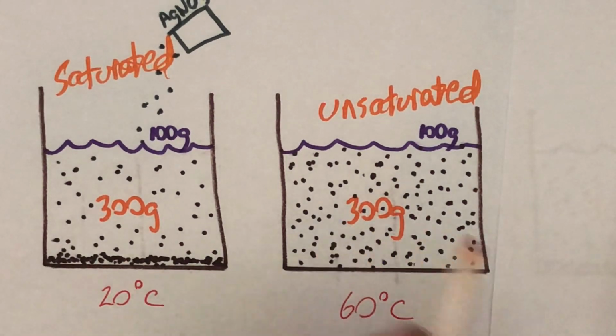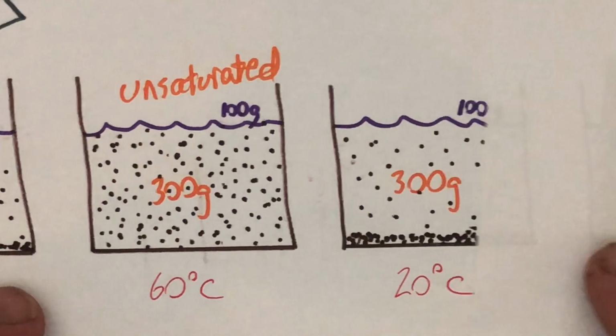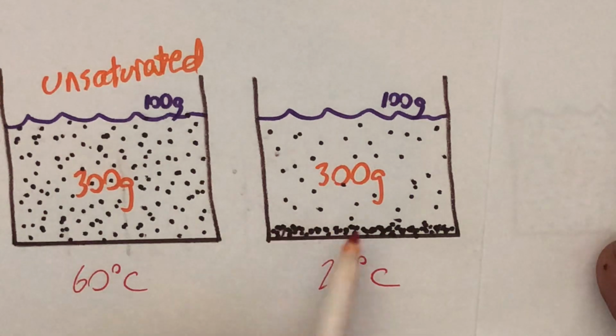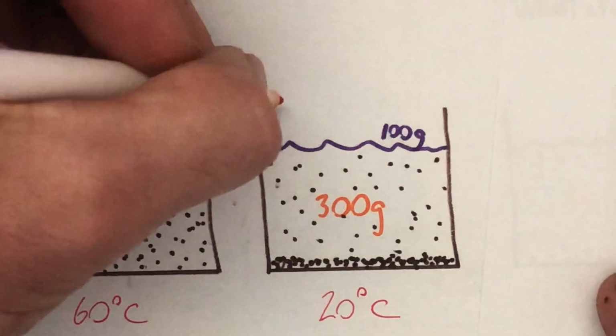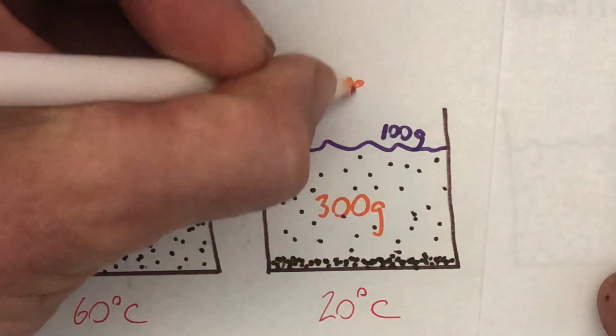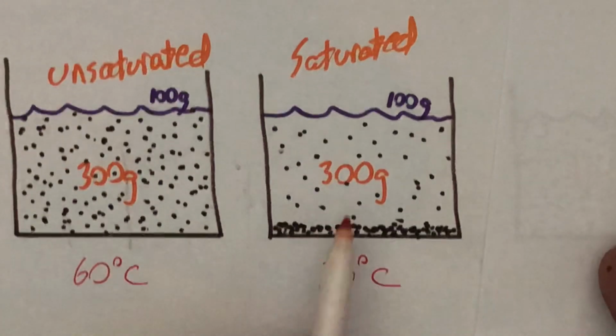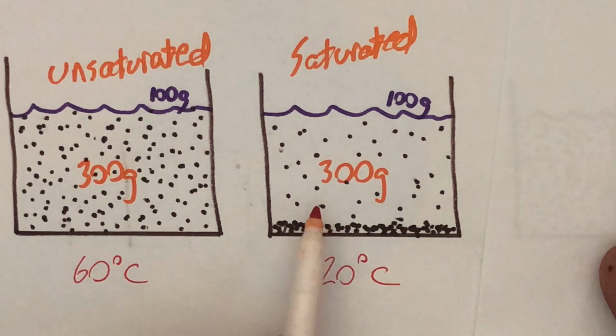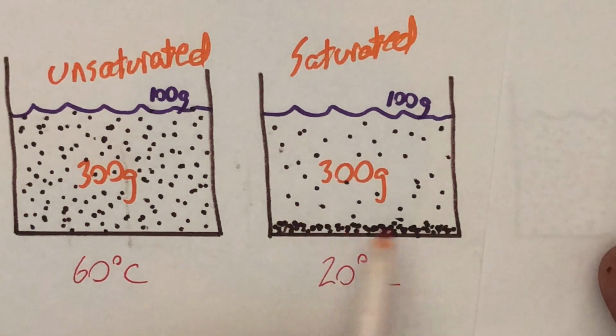Now, what would happen if we let it cool back down to 20 degrees? So there, it cooled back down to 20. Look what happened: it became saturated again. Because at 20 degrees, remember, the solution can only hold 216 grams. So 84 grams fell back down to the bottom.